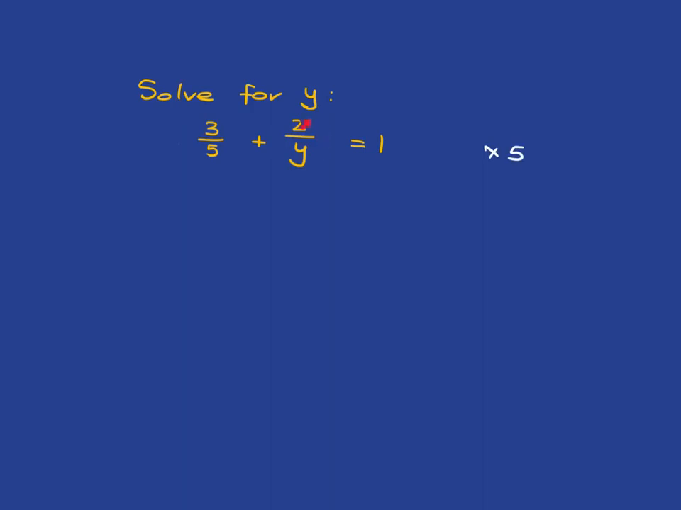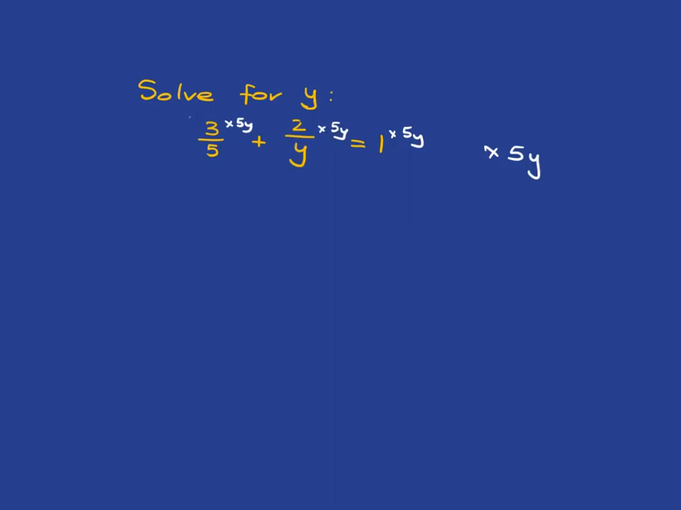We also want to get rid of the over y. Well, how do we get rid of that? We must multiply by y. So if we multiply by 5y, we'll get rid of both the 5 and the y. So that's what we're going to do. Multiply this side of the equation by 5y, and this side of the equation by 5y. And as always, this multiplies with each and every piece. So I'm actually going to go ahead and write that in.